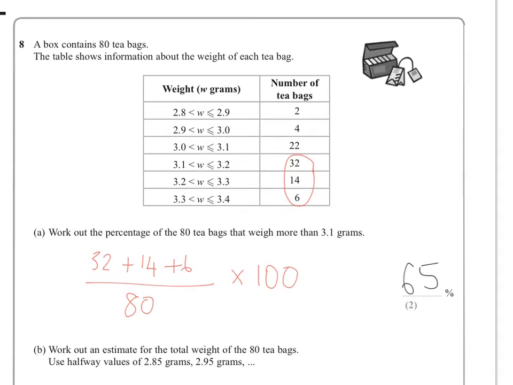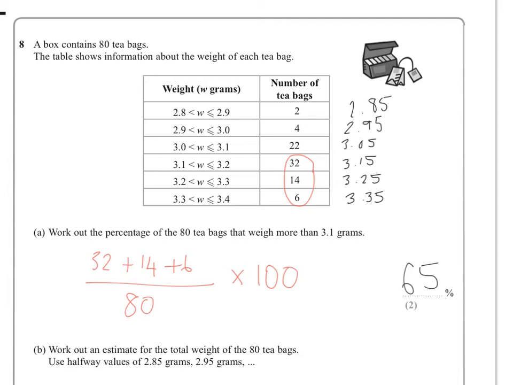Part B, work out an estimate for the total weight of the 80 tea bags. Use halfway values of 2.85 grams, 2.95 grams, etc. Well, we don't know the weight of the 2 tea bags that are in the first group, so we estimate the midpoint: 2.85. The midpoint of the second group 2.95, third group 3.05, etc.